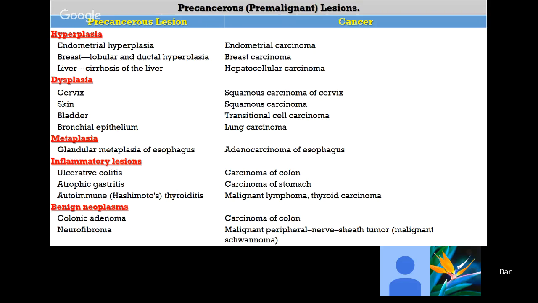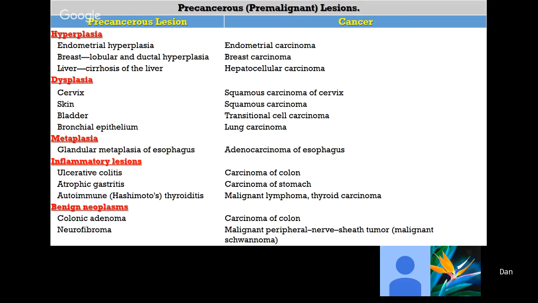Metaplasia. Every metaplasia is a risk, and the one that you know already is Barrett esophagus. And Barrett esophagus can give you esophageal adenocarcinoma. This is why something like 10% of the patients who have Barrett esophagus can have this type of cancer.